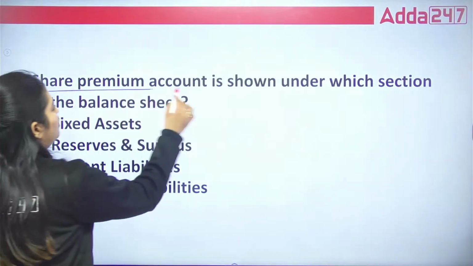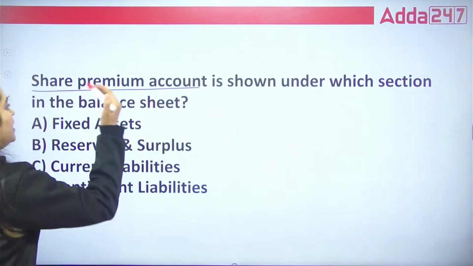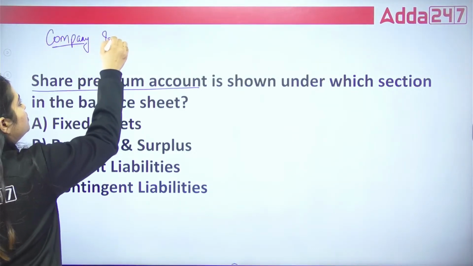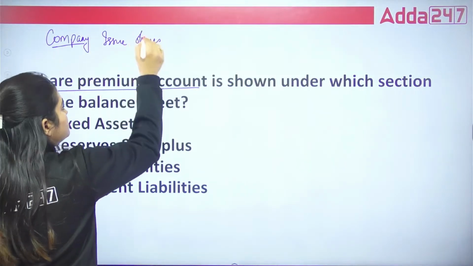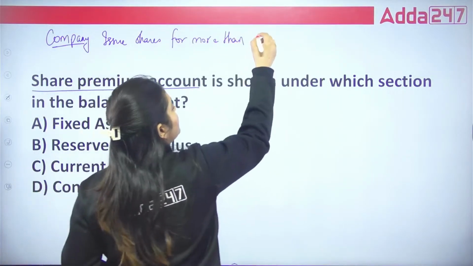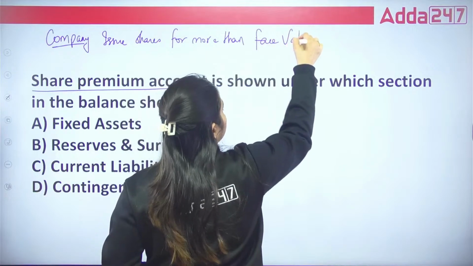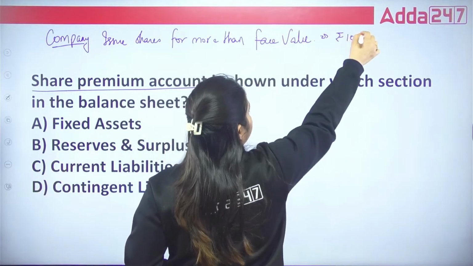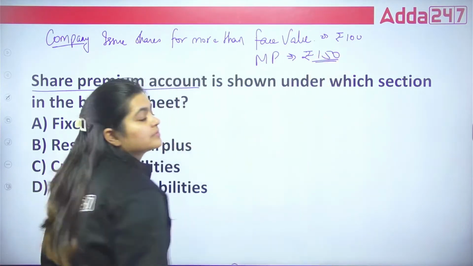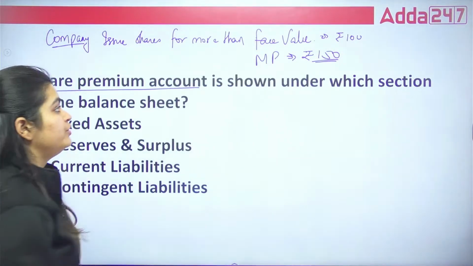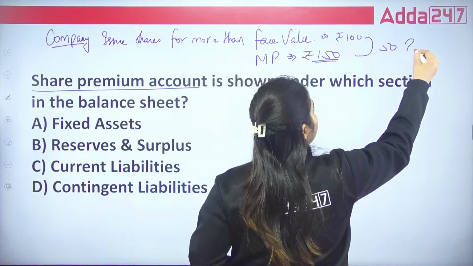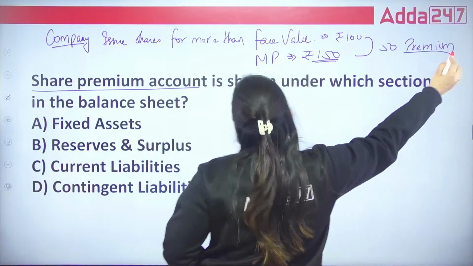So share premium account is which type of amount? When a company issues shares for more than their face value. Suppose the face value is rupees 100, but in the market they actually issued it for rupees 120. They have issued for more than face value, so that difference is your premium amount.